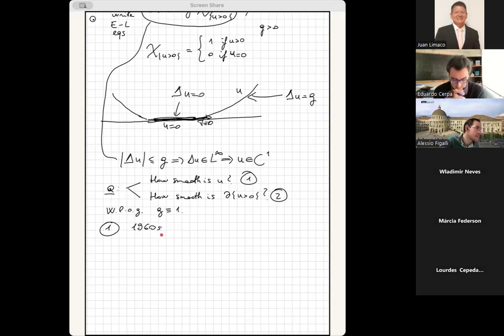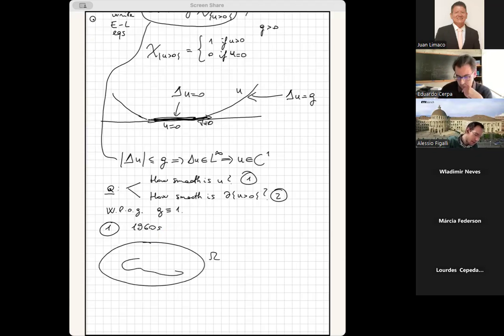So from the 1960s, this is already well known, 1962 is the first result that gave the optimal regularity. So what do we know about U? Let me draw it again now from the top. This is my domain omega. There will be some region where U is 0.